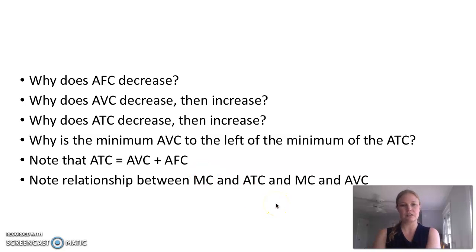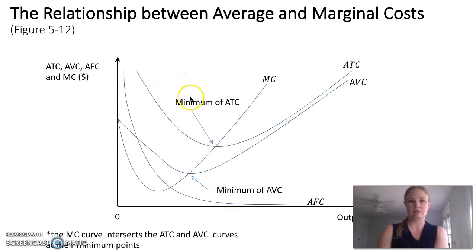And then again, note the relationship between marginal cost and average total cost. If marginal cost is greater than average total cost, it brings it up. If marginal cost is less than average total cost, it brings it down.